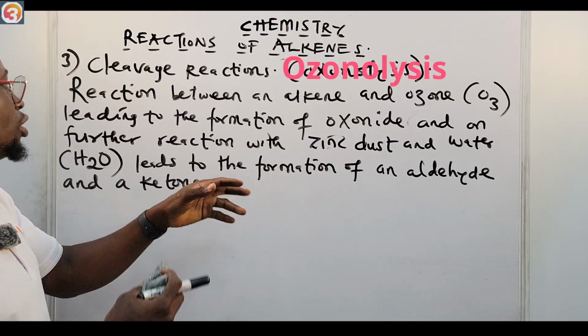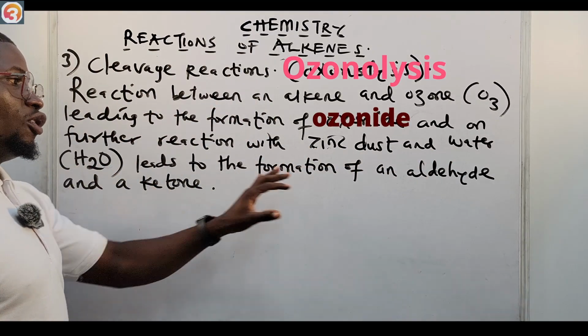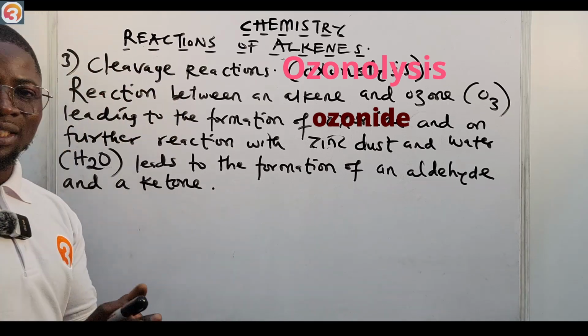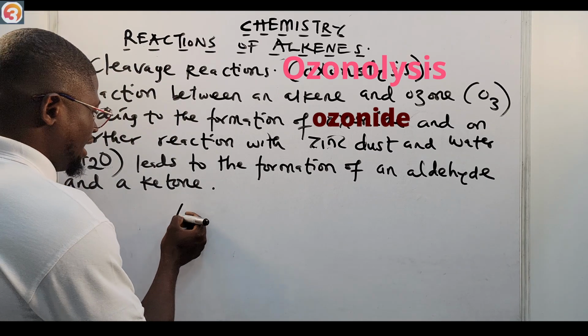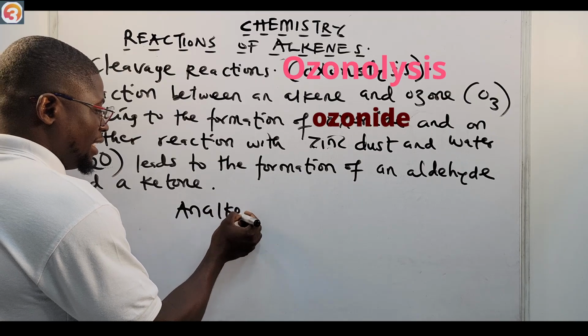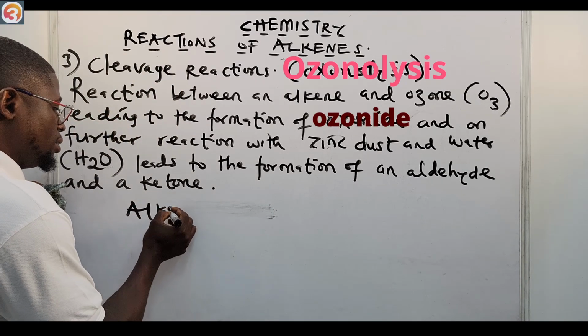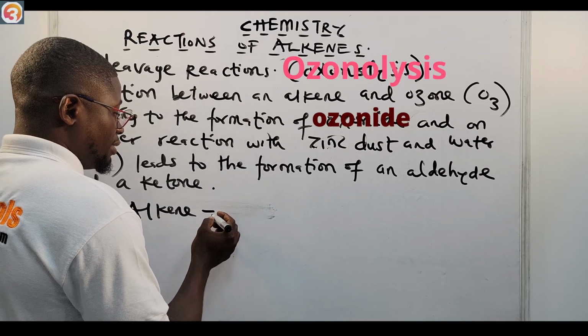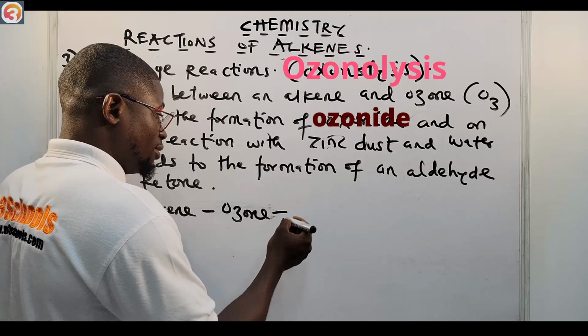So that is ozonolysis: reaction between an alkene and ozone to form ozonide. On further reaction with zinc dust and water leads to the formation of an aldehyde and ketone. Simple as ABC. So the pathway for the reaction is: you have an alkene, you have ozone, then you now have ozonide.